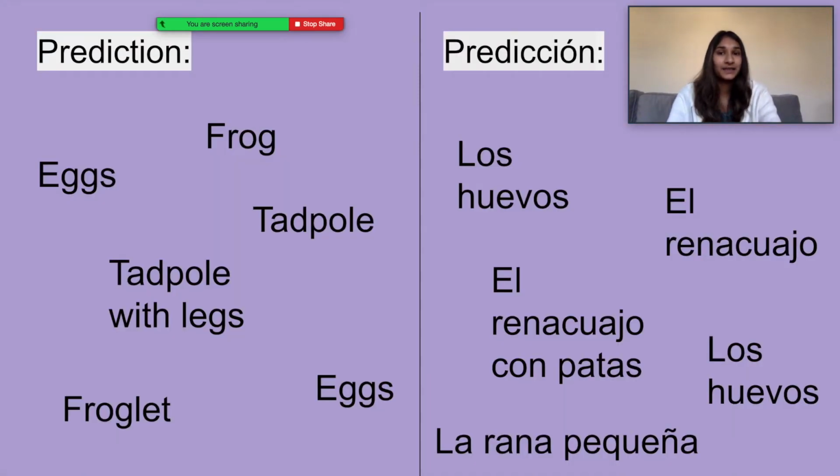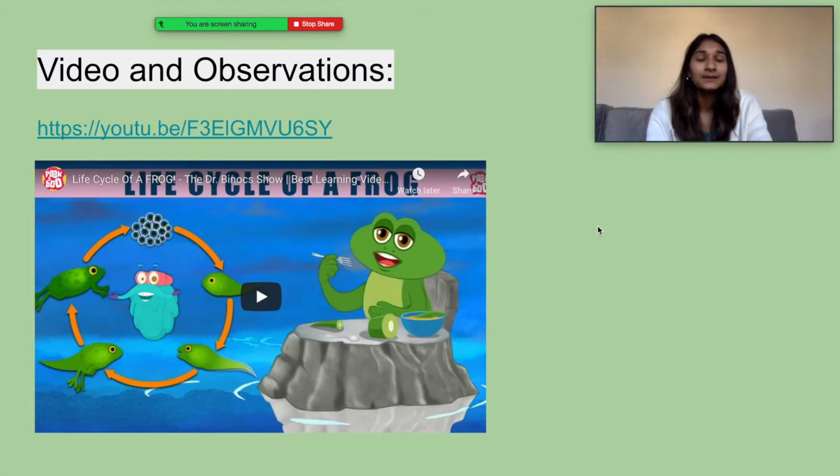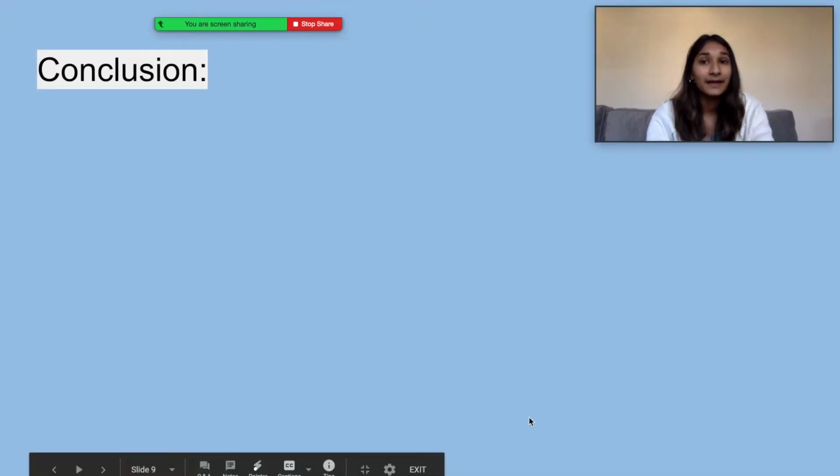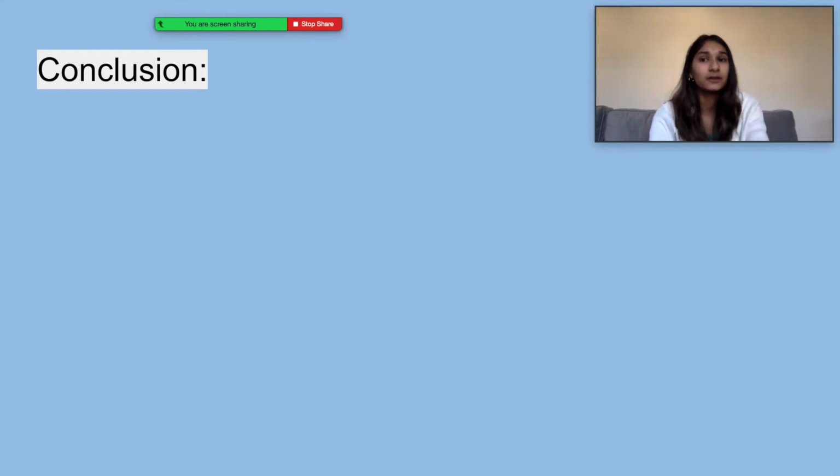Now let's make a prediction. So I've scrambled up the order of the frog life cycle here, and we're going to pause this video and write down the order that you predict the frog life cycle occurs. Now let's watch this video that I've linked down below and make some observations while we learn about the life cycle of a frog. Now that we've learned about a frog life cycle, let's make our conclusion about the correct order of the steps in our life cycle.